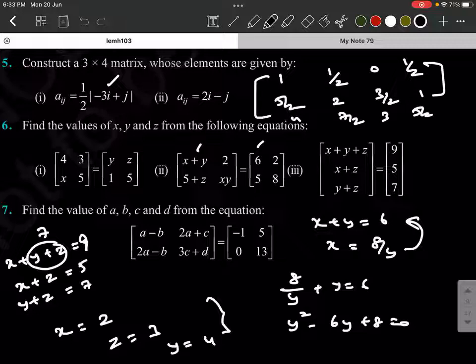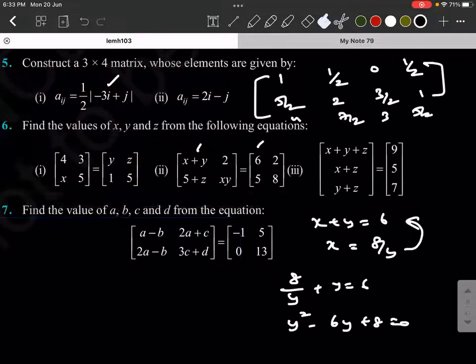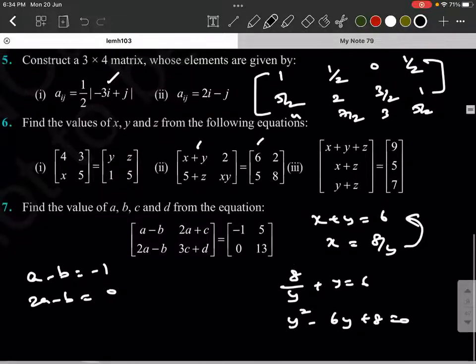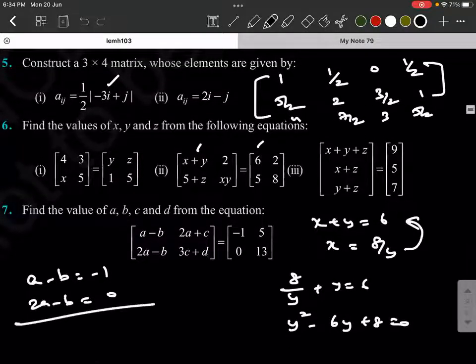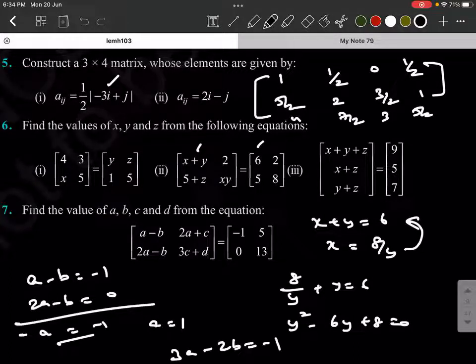For which one? You will have only one solution, because it's a linear equation in 2 variables. So a minus b is minus 1, 2a minus b is 0. You will subtract both, no? So minus a will be minus 1. So a will be 1. If you add both, you will get 3a minus 2b is equal to minus 1. See, linear equation in 2 variables will have only one solution. Clear?